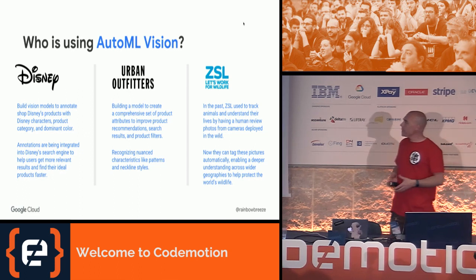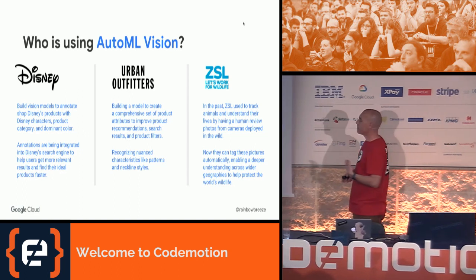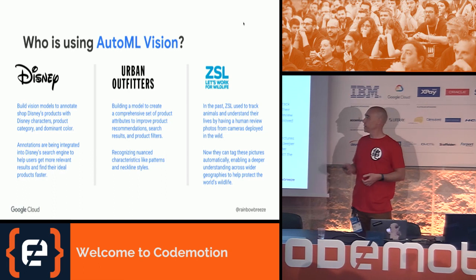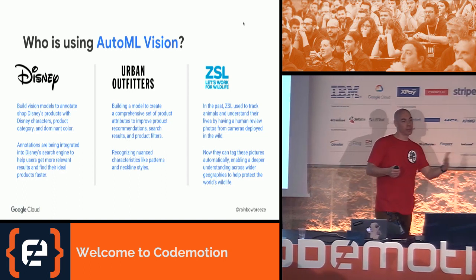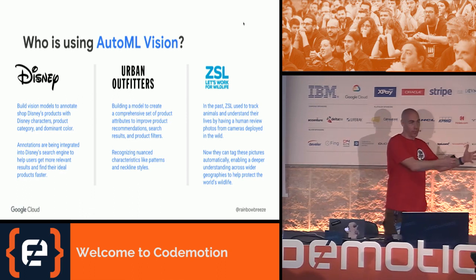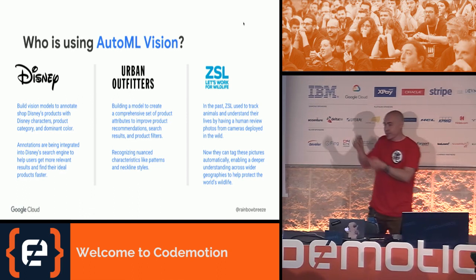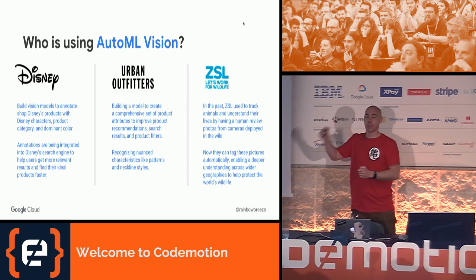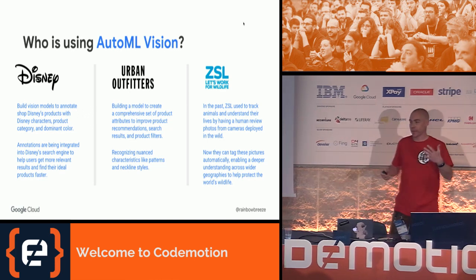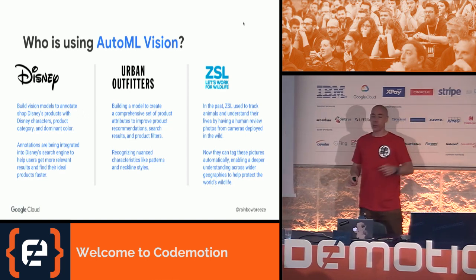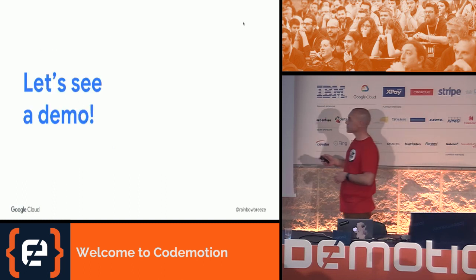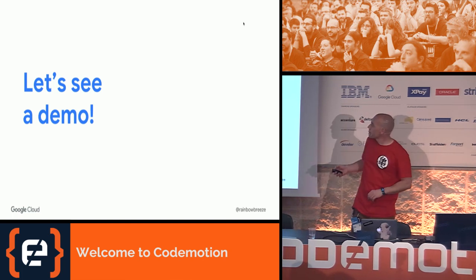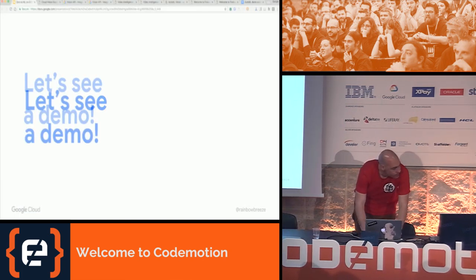AutoML is still in alpha right now, but some customers are already using it, and this is the one I like. There are a lot of images of animals in the wild, but proper animals. So again, they want to recognize which animal is in the picture, not just that it is a tiger or a dog or a cat. I want to know the name of this tiger. I want to know the name of this other animal, and they basically use AutoML to do this. So let's see a demo of AutoML.